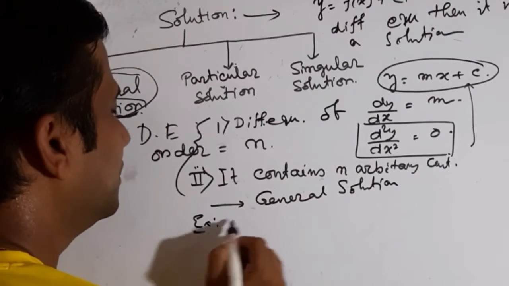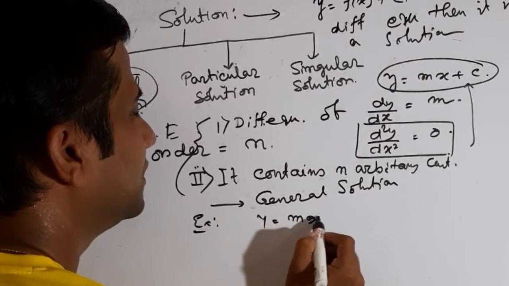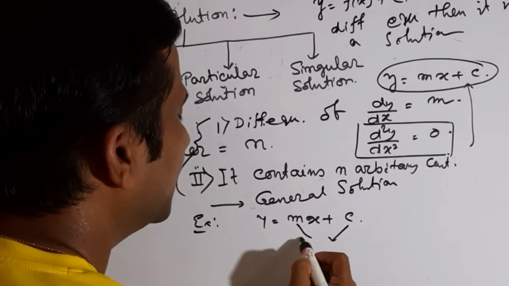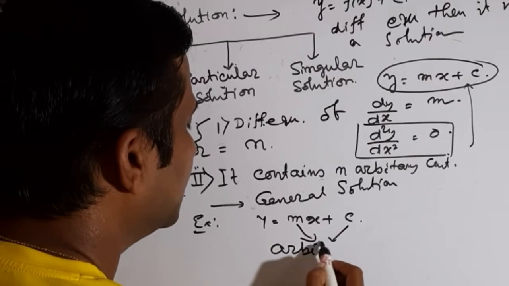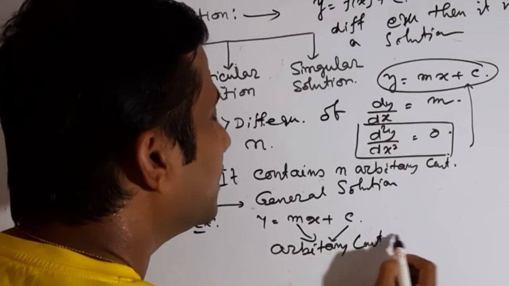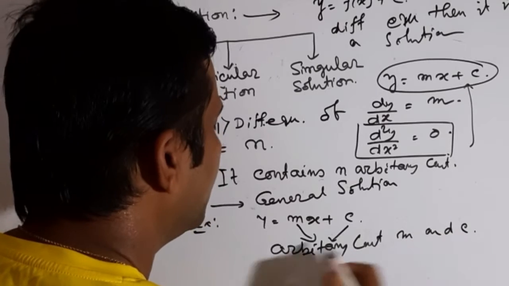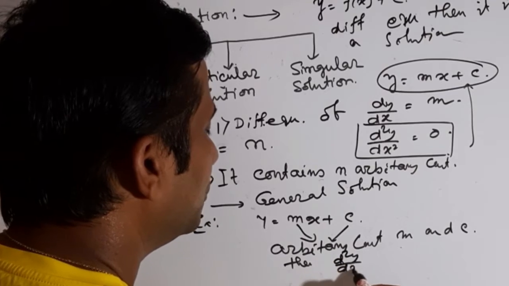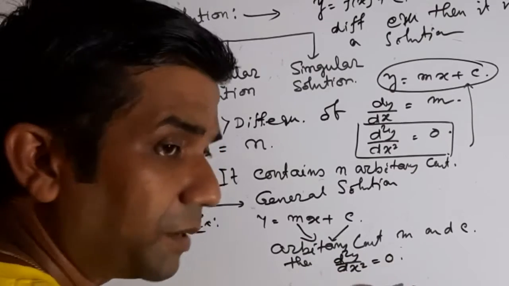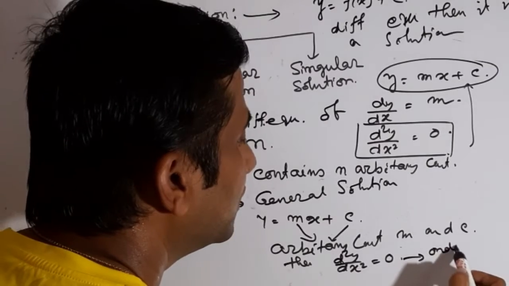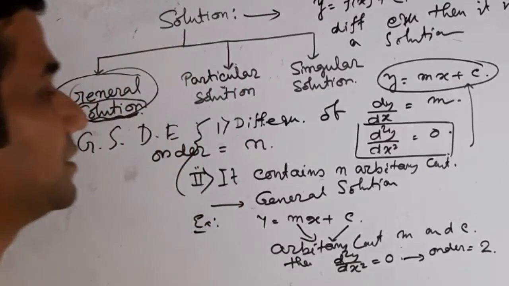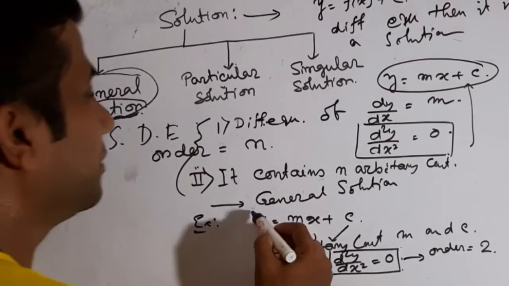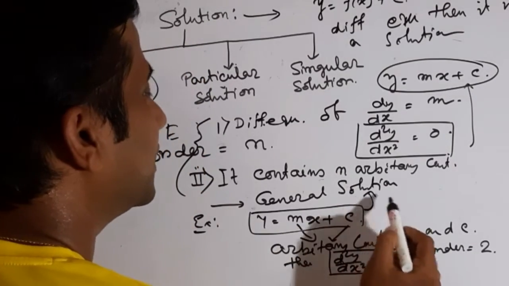Example: y is equal to mx plus c has two arbitrary constants, m and c. Then d2y/dx2 is equal to 0 is its differential equation and its order is equal to 2. That means we can say that y is equal to mx plus c is a general solution.